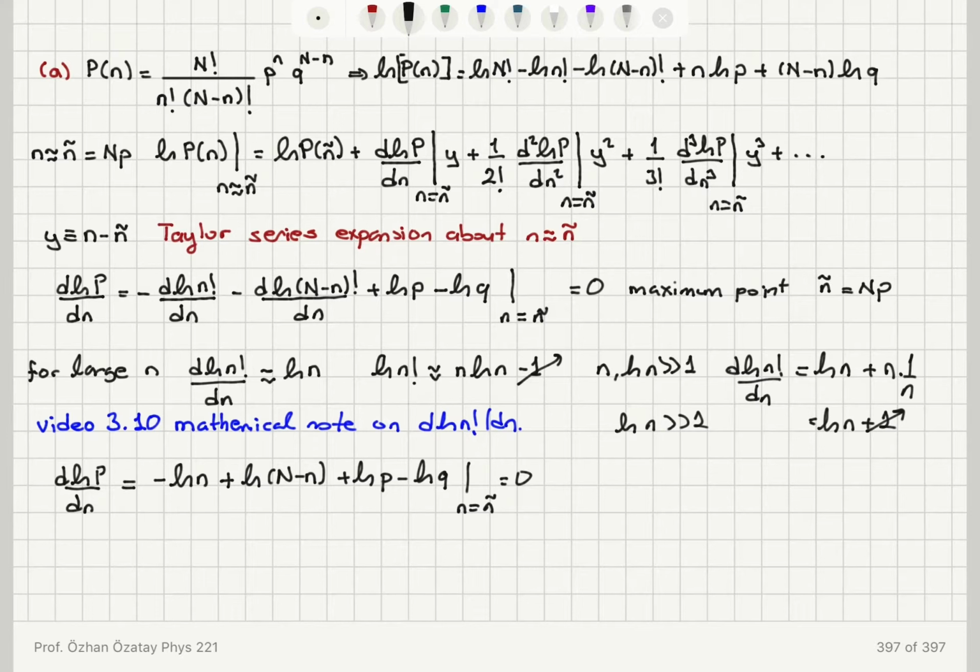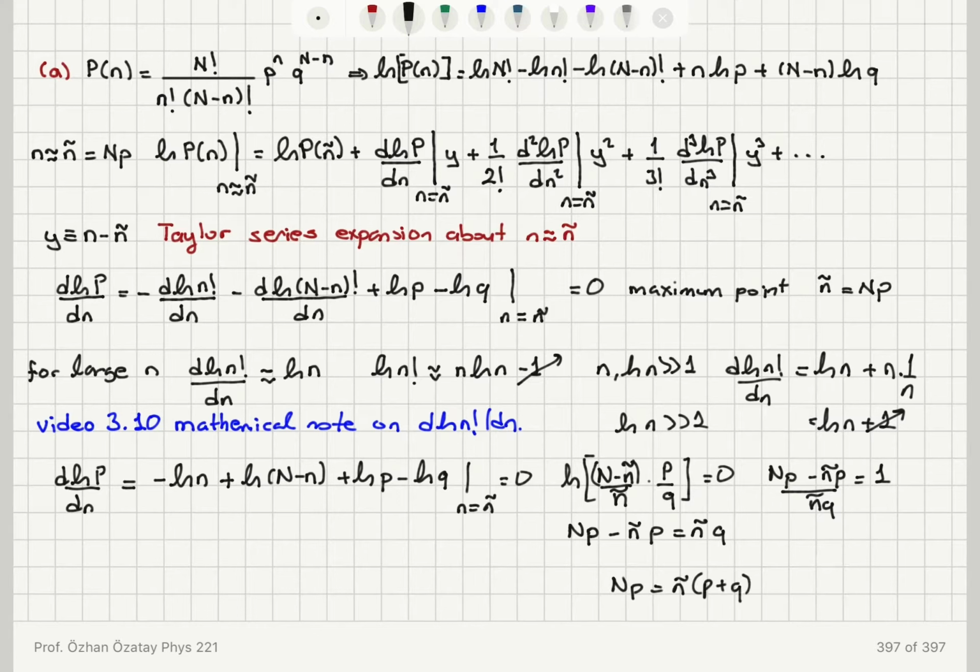So this evaluated at n equals n tilde should be 0. So this gives us the following result. Capital N minus n divided by n times p divided by q. This natural logarithm should be 0, so that should be equal to 1. So Np minus np divided by nq should be equal to 1. So this is now n tilde because we have evaluated it at n tilde. So we find that capital Np minus n tilde p is n tilde q. So capital Np is n tilde times p plus q, which is 1. So n tilde is Np as expected.